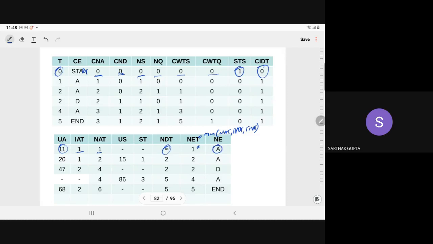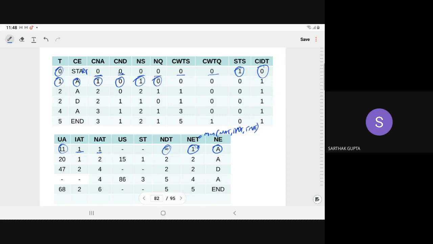Next event will happen at 1, and at 1 the next event is the arrival. So current event is the arrival. Due to the arrival, cumulative number of arrival will increase by 1. CND will remain the same. Now number of customer in the system will become 1, and number of customer in the queue will be 0, because the first customer joins the server directly. So NQ will be equal to 0.